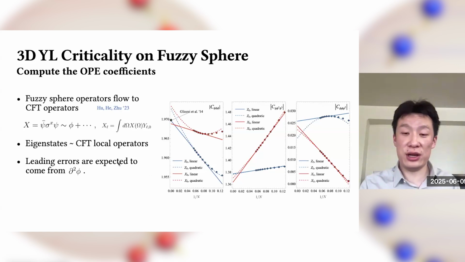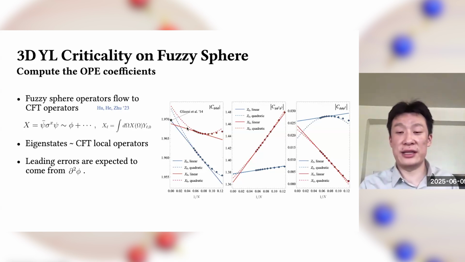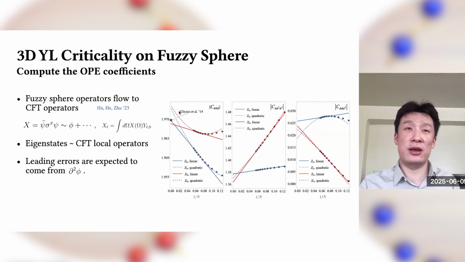Then we try the linear fit, and this correction should give us 1 over N error. And we also tried a quadratic fit, and that gives us roughly an idea of how much the error is. Remarkably, the C555 agrees with the result of the conformal bootstrap.